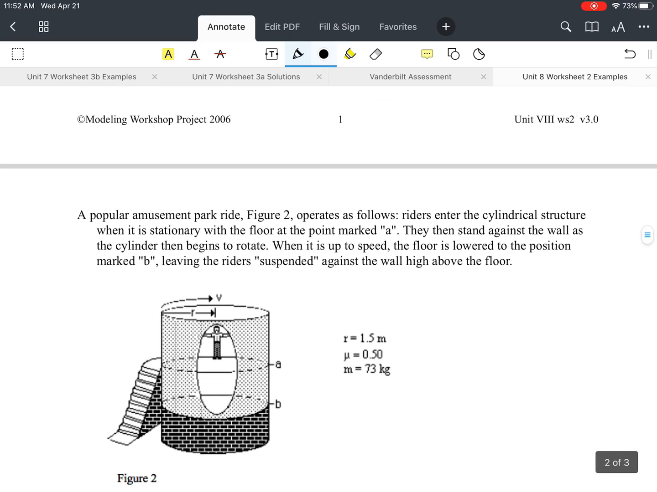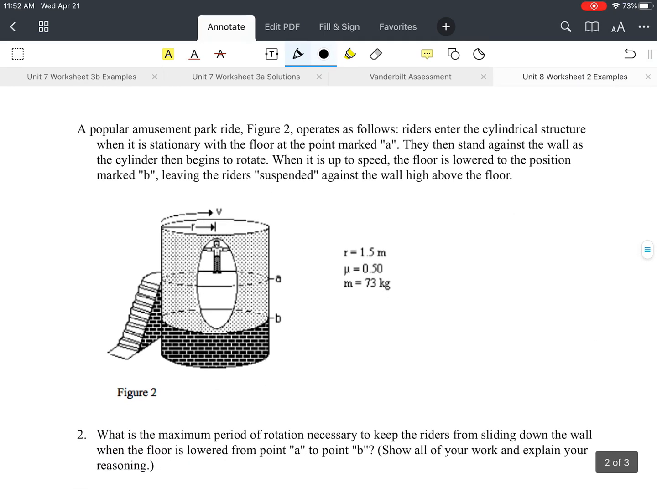All right, so let's go on to number 2. Number 2, I do want to start this one off with the force diagram because this is a really tricky one. So there is an amusement park ride.